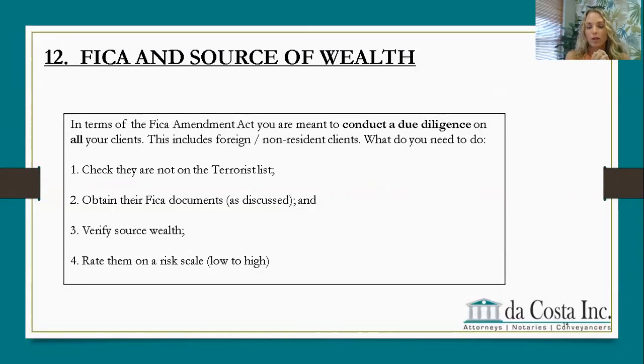Okay, FICA and source of wealth. So I've discussed that you need to do a due diligence on the clients. This is actually not being done by a lot of people, including attorneys. They're just collecting the documents, but you're meant to verify the source of wealth for people. So you need to check they're not a terrorist. You need to obtain the FICA. You need to rank them on a scale of low to high risk.